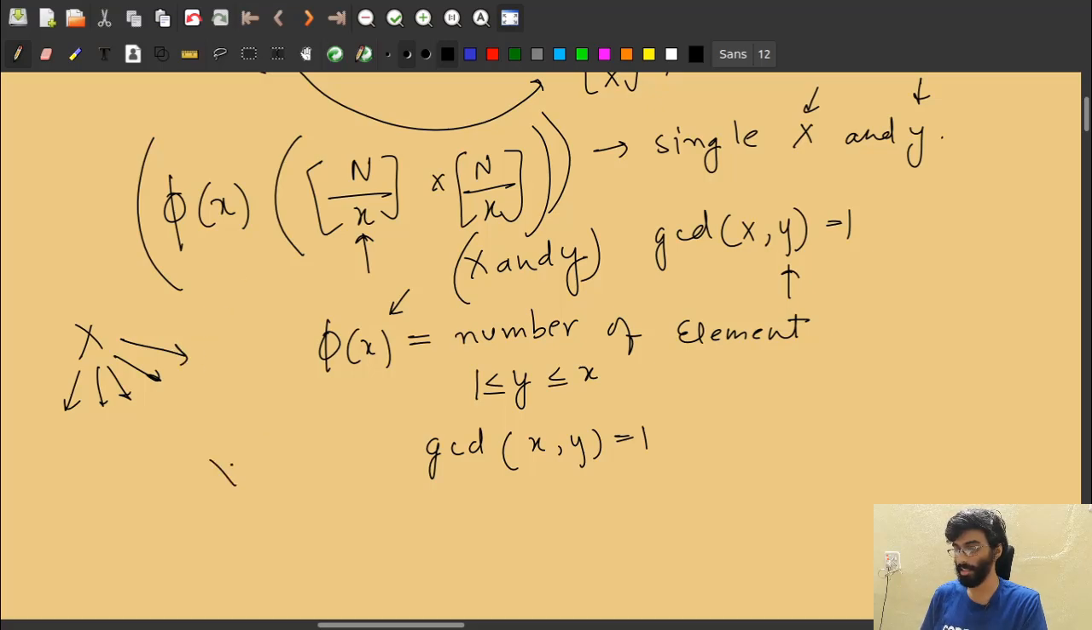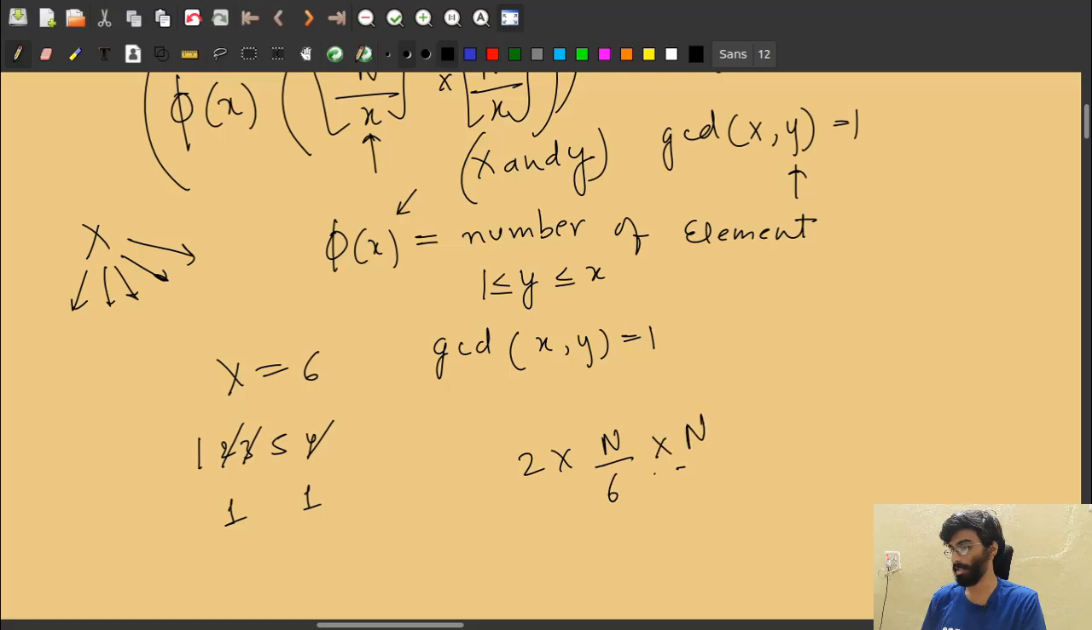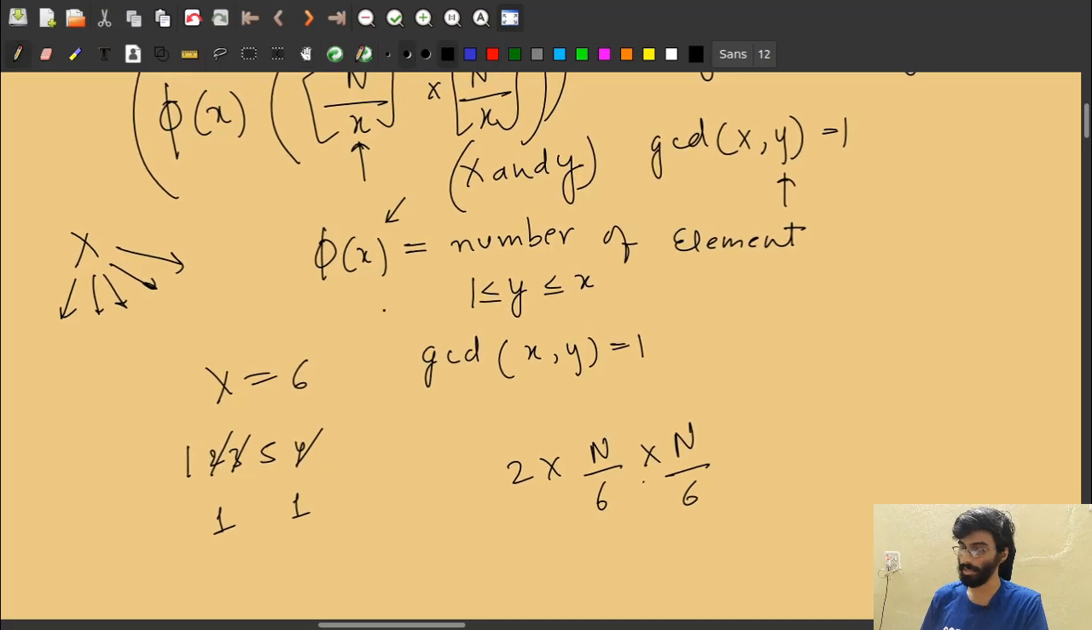For example, if our x is 6, the possible y's in this case are 1 and 5. There are only 2 because GCD of 6 and 1 is 1 and GCD of 6 and 5 is also 1. Other than that, 2, 3 and 4 all give GCD not equal to 1. So it will be 2 times n by 6 multiplied by n by 6. And as it is done for single x and all its y, we have to do it for every x from 1 to n.